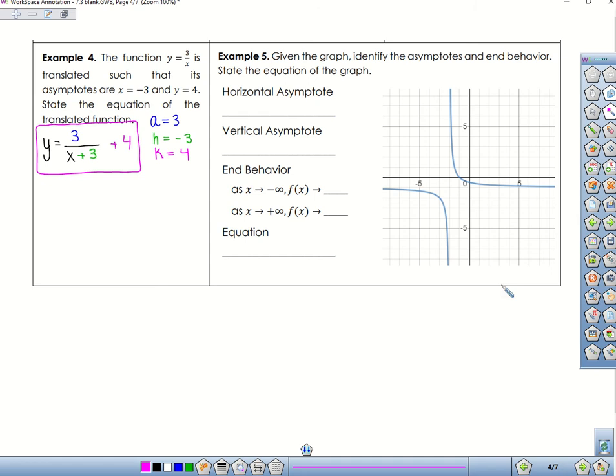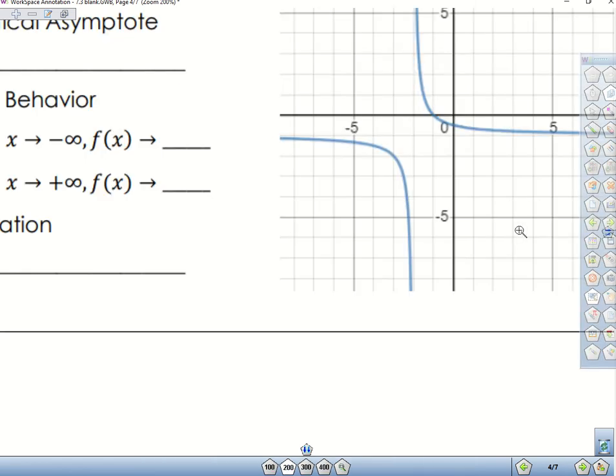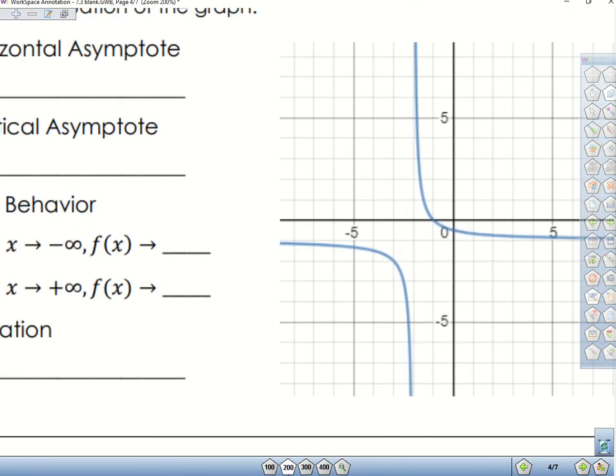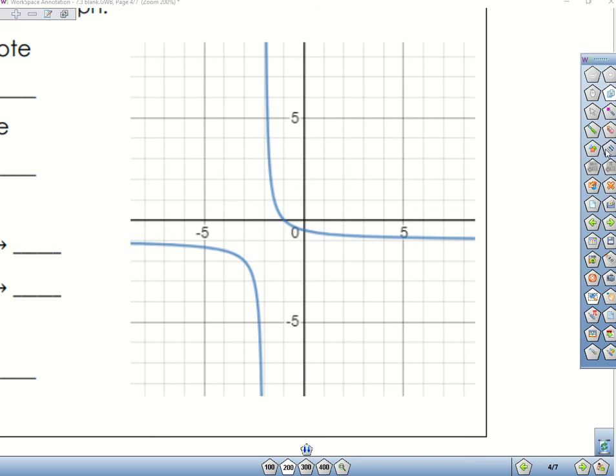Okay. Given the graph, identify the asymptotes and the end behavior. Let me zoom in here. Okay. So, to identify the asymptotes, you're really just going to look at the graph, okay? So I like to draw in my asymptotes first before I determine anything.